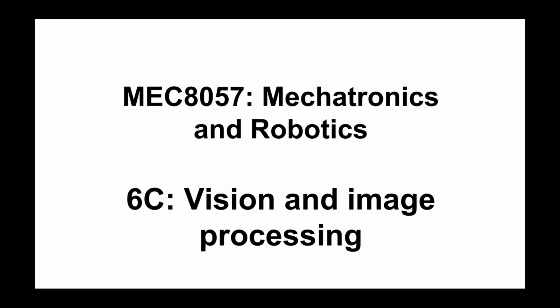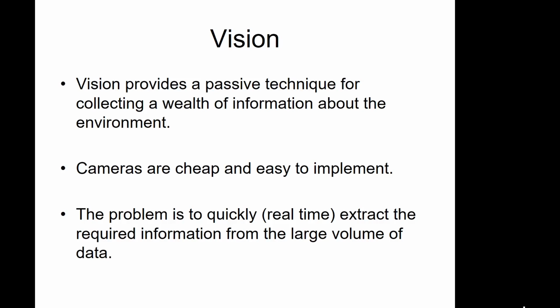For this video, we'll look at vision and image processing. Cameras are very cheap, so they're a very good way of getting a lot of data very conveniently. So you take a picture, capture an image, and then you've got all the data within that image. The problem is there's a lot of data there to process, so trying to extract the information you want is the difficult part.